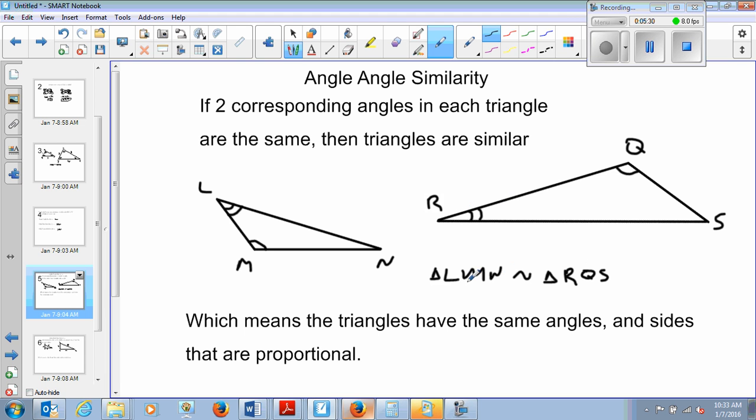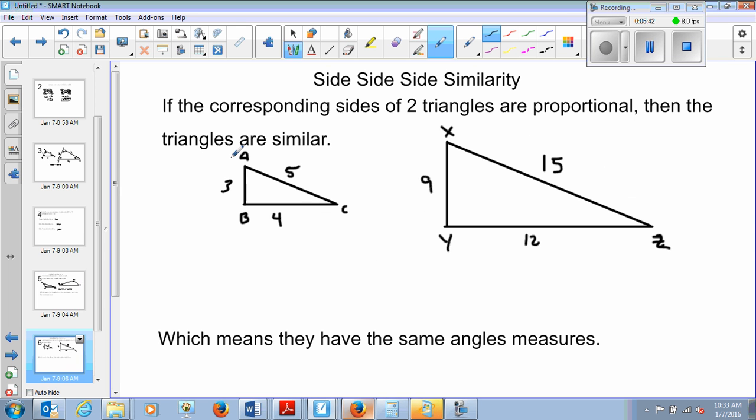So those two triangles are similar, which means that the triangles have the same angles, which we showed, and the sides are going to be proportional to each other, which means like maybe this is 1 and that's 2. Or the other way that we can have is side similarity. This says if corresponding sides of two triangles are proportional, then the triangles are similar.